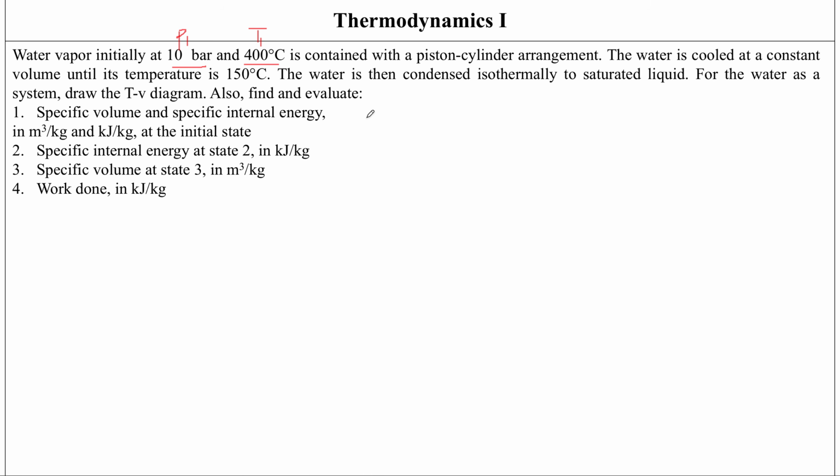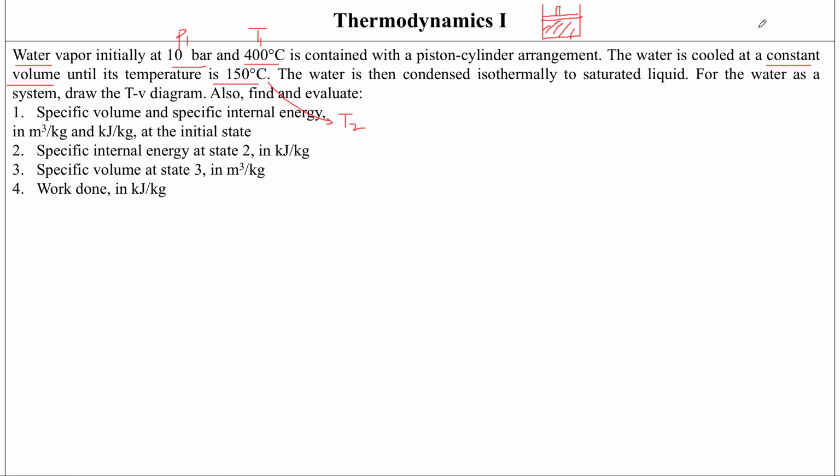And it's a piston-cylinder arrangement, so if I want to draw this, I could do that as well. Basically, I've got a piston here, a cylinder, and this piston-cylinder arrangement contains water. Okay, so I've got H2O in here. And you're being told that the water is being cooled at a constant volume until the temperature is 150 degrees Celsius. So this is basically the value for T2.